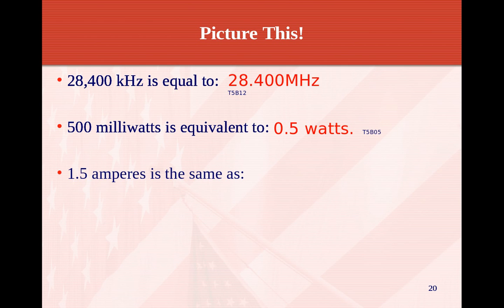1.5 amperes is the same as 1,500 milliamperes. So again, move the decimal place over. We're going from amps to milliamps. We're going down in the powers of 10 scale. So 1, 2, 3 to the right. So that'd be 1,500 milliamperes.